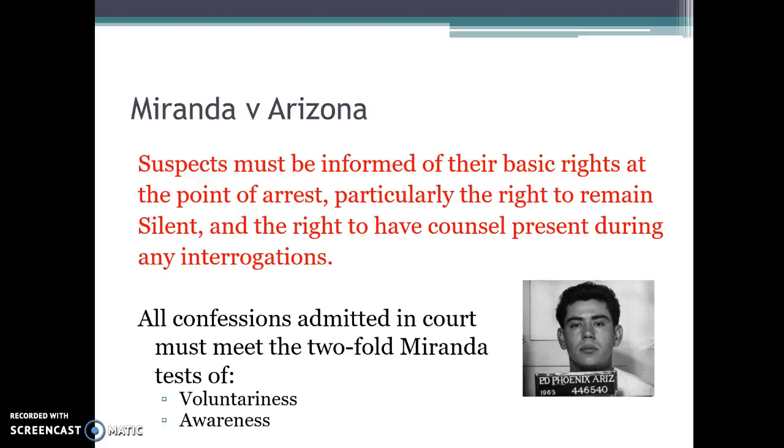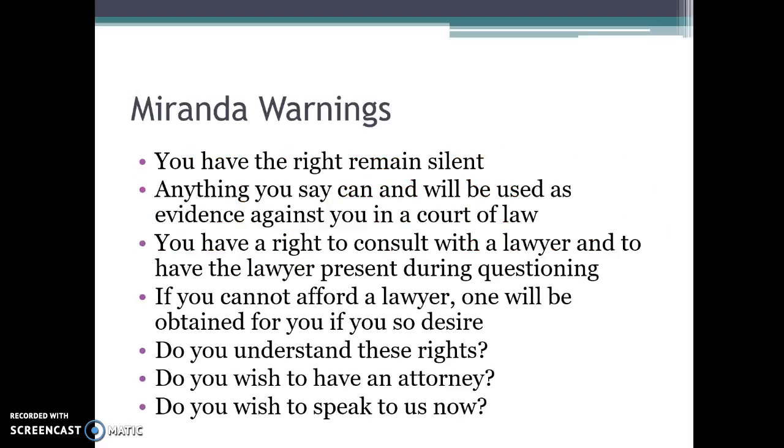Now, let's say a person does confess to a crime. For that confession to be used, two things have to be met. So it's called the Miranda test. Was the confession voluntary? Did the person voluntarily confess to this crime? And the second part is awareness. Were they aware of their right to remain silent? If both of those things are met and they still confess, then that confession can be used against them.